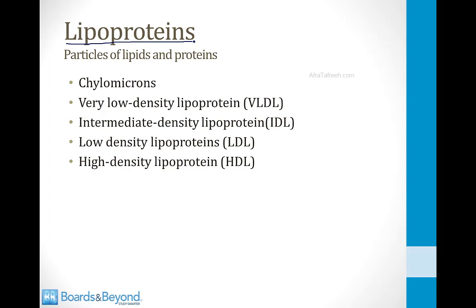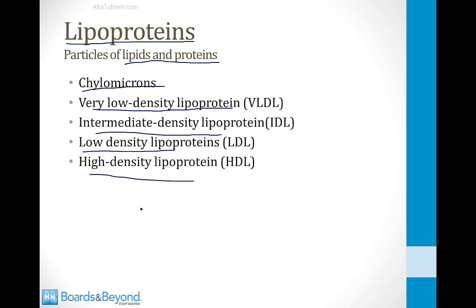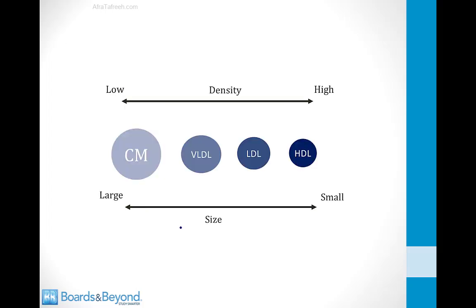Because lipids are not soluble in water, they are packaged into structures called lipoproteins so that they can be transported in the plasma, which, as you know, is made up mostly of water. Lipoproteins are particles of lipids and proteins, and they're used to transport lipids from one place to another through the bloodstream. And there are many different types of lipoproteins. We'll talk about all of these in this module. They include chylomicrons, very low density lipoproteins, intermediate density lipoproteins, and then finally the low density lipoproteins and the high density lipoproteins.